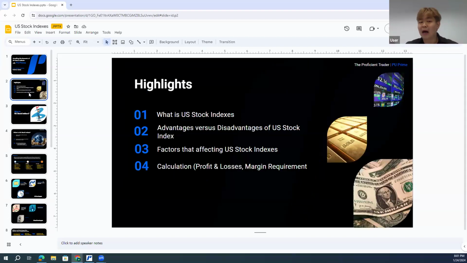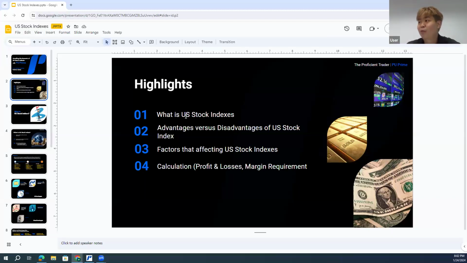Okay, so the major point that I want to show you and educate you guys on is what the US stock index is, why we should trade the US stock index, and when is the good timing for us to focus on the US stock index compared to other asset classes. It's always very good for us to explore more different types of assets to enhance our trading decisions in future. So this is today's highlight that we are going to cover.